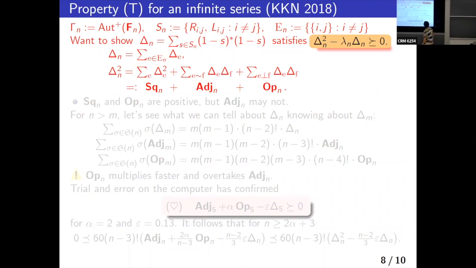So this is technical; I don't want to talk about it. One wants to prove this beautiful inequality, that delta squared dominates delta. That's the property T inequality. But to prove it, they decompose the inequality in some arbitrary way.